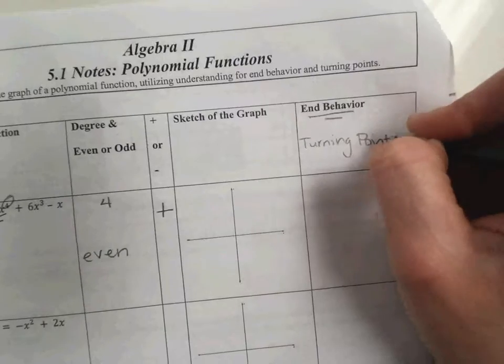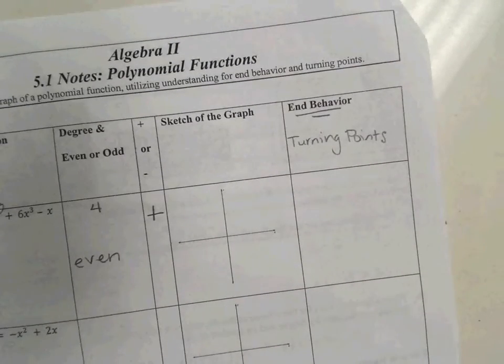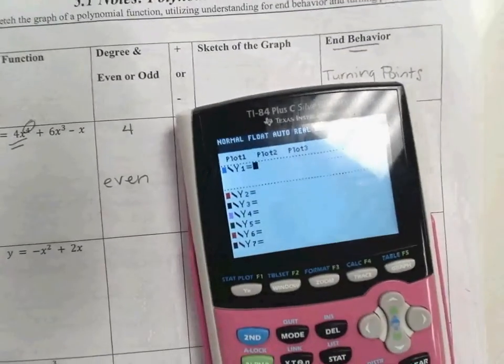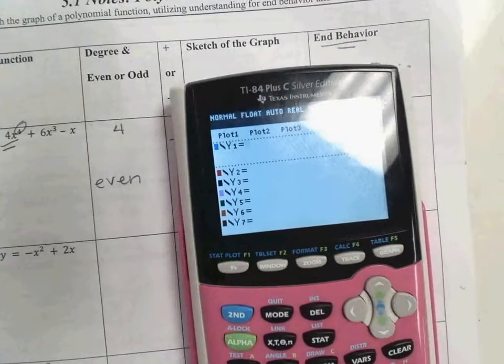The number of turning points. We learned that the maximum number of turning points would be the degree. And then we use our graphing calculator to graph it. So we go and hit y equals. Y equals is the top left button on your graphing calculator.